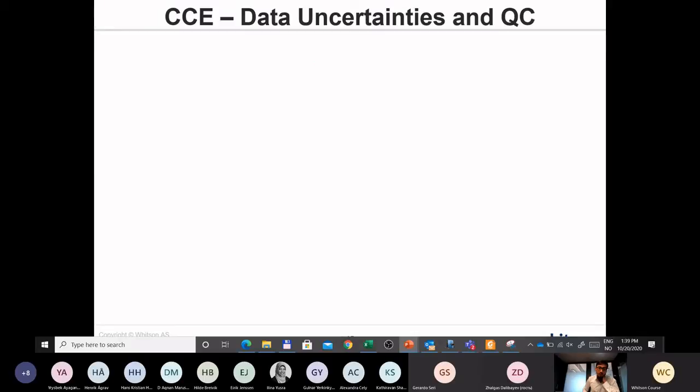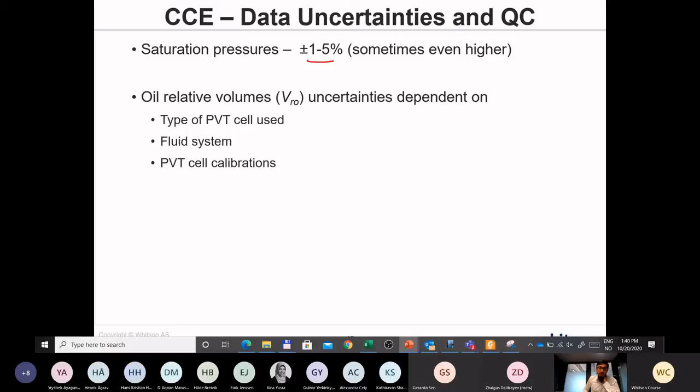Now we can talk a little bit about the data uncertainty. All the numbers that we are going to show here are just rules of thumb, not absolute values of the errors. For saturation pressure, usually it is plus or minus 1 to 5%, but sometimes it can be very high, especially if you have energetic fluids or very lean gas condensate, where it's not easy to see when the liquid starts dropping out in the PVT cell.